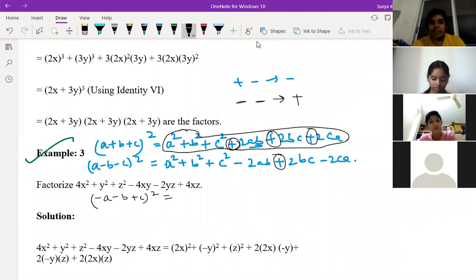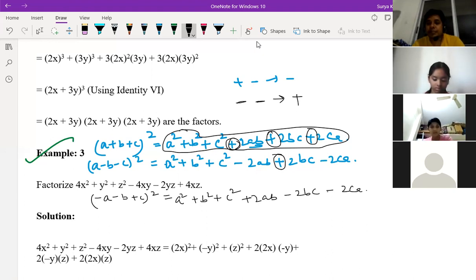Sir, a square plus b square plus c square is common, sir. Yeah, because if you square minus a also, it will come positive only. Whether it's a positive number or a negative number, if you make it whole square, it will come positive only. Plus 2ab will come, and plus minus 2ab, minus 2bc, then minus 2ca. Understood?